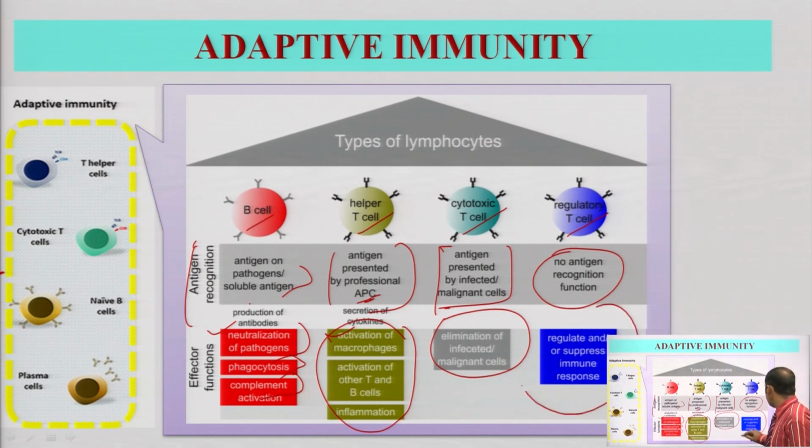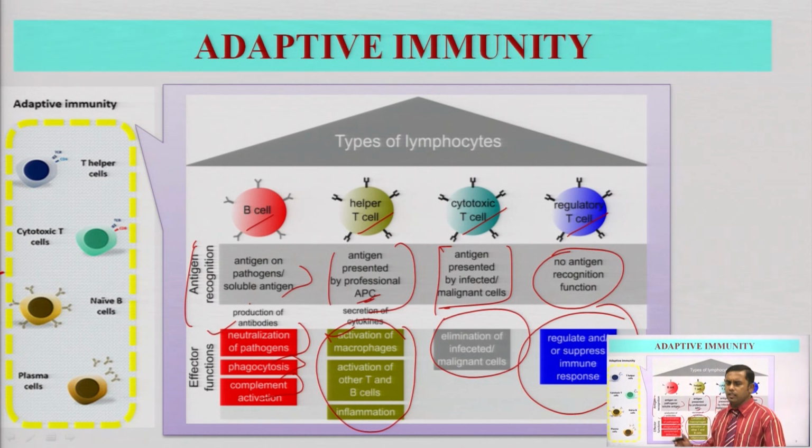Regulatory T cells work to regulate, that is, to increase or suppress the immune activity, because there are lots of cells present in our body. These are our own cells, so they should not be destroyed by our own immune system. That is why regulatory T cells are also important.